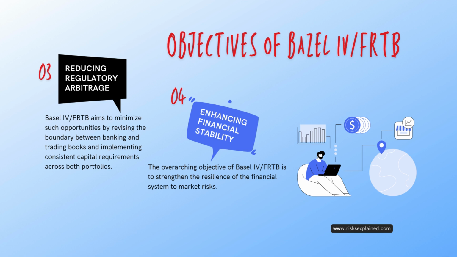Enhancing financial stability. Ultimately, the overarching objective of Basel IV FRTB is to strengthen the resilience of the financial system to market risks. By ensuring that banks maintain sufficient capital buffers and adopt robust risk management practices, regulators aim to reduce the likelihood of systemic crises and promote stability in financial markets.